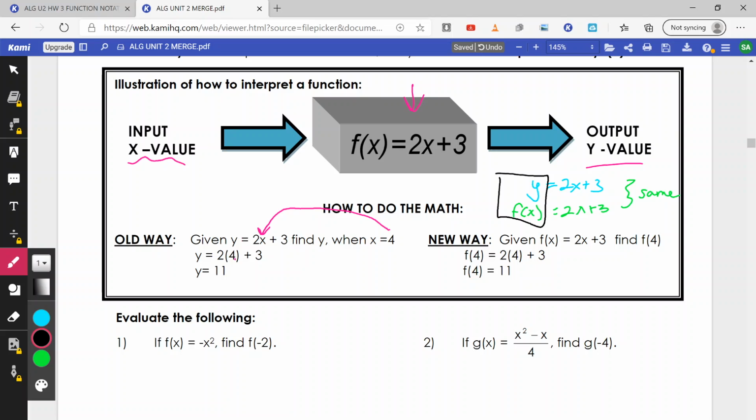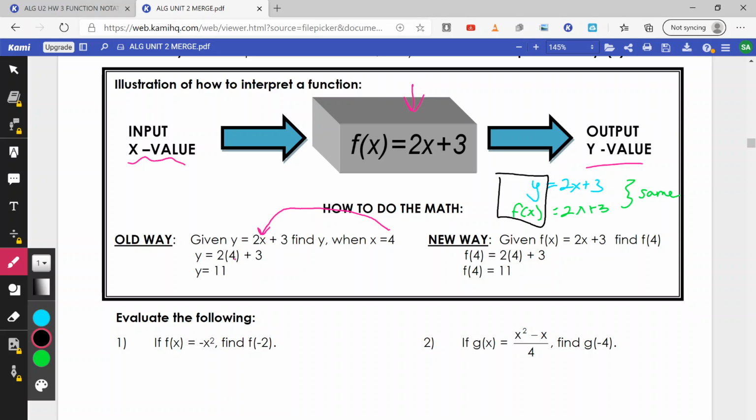The only meaning behind this is now with this f of x notation, we can say we definitely have a function, whereas if we begin the equation y equals, we can't say for certain if we have a function. That is the only difference that's going on here.